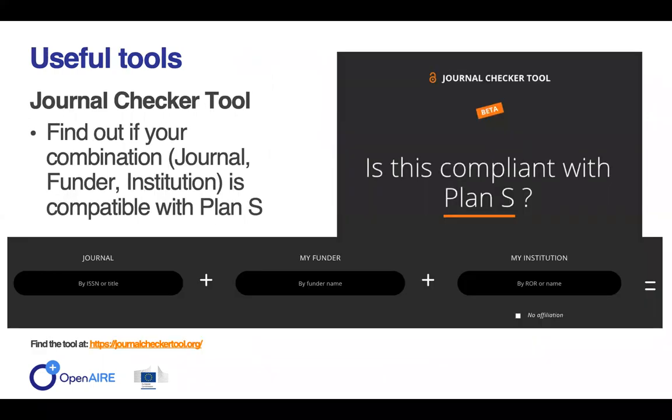Okay, so Plan S also makes available a good journal checker tool. So basically, in case you do not know whether your combination of the journal you choose to publish in, the funder and your institution is compliant with the rules of Plan S, you can simply check by using this tool.